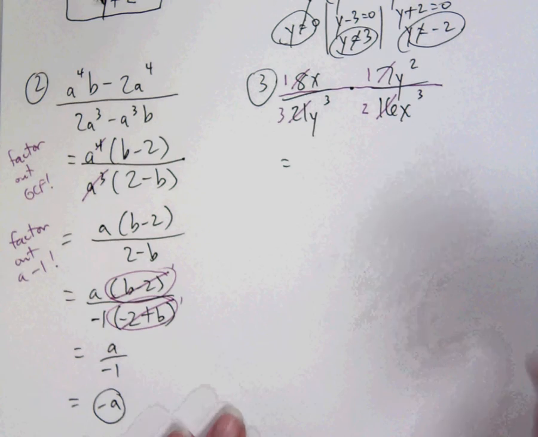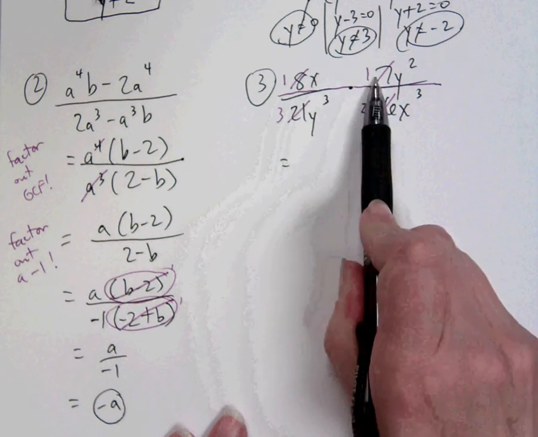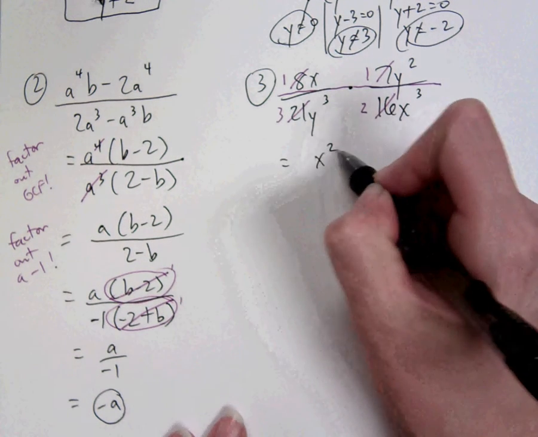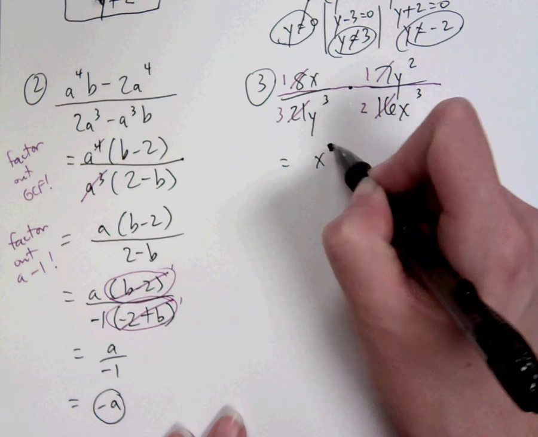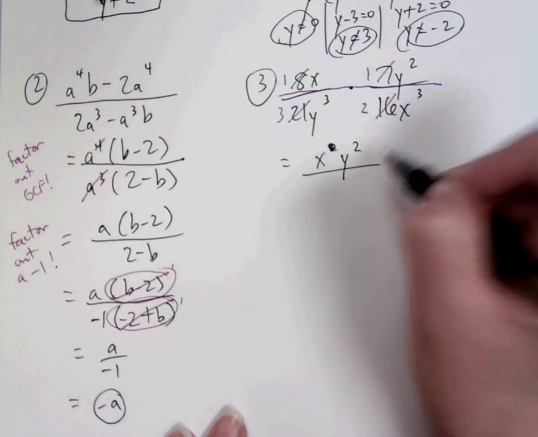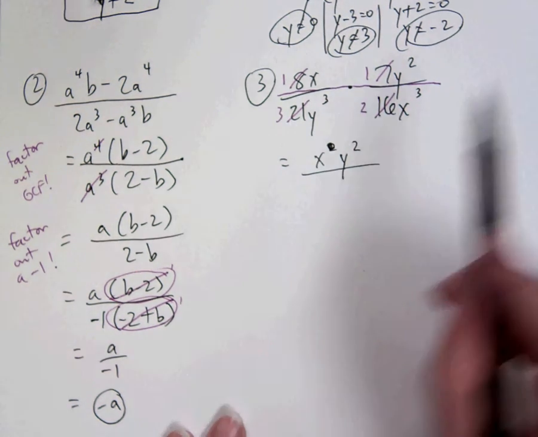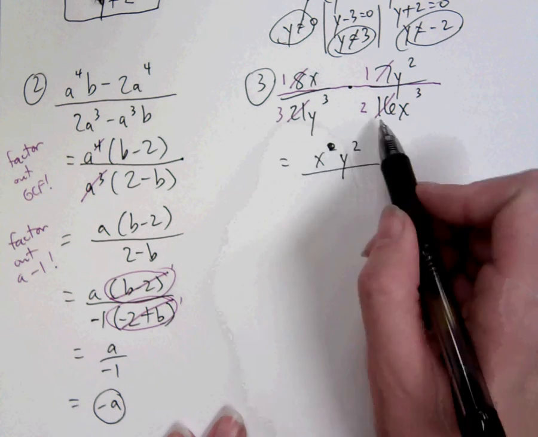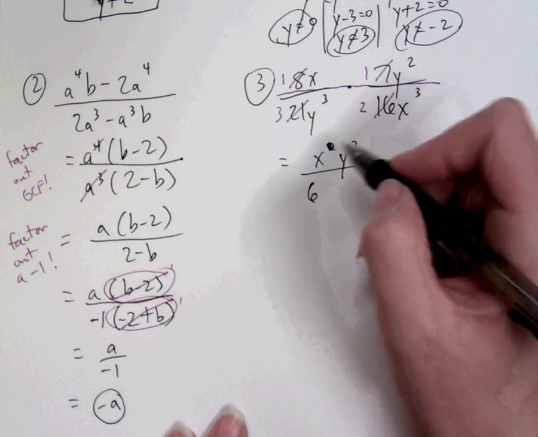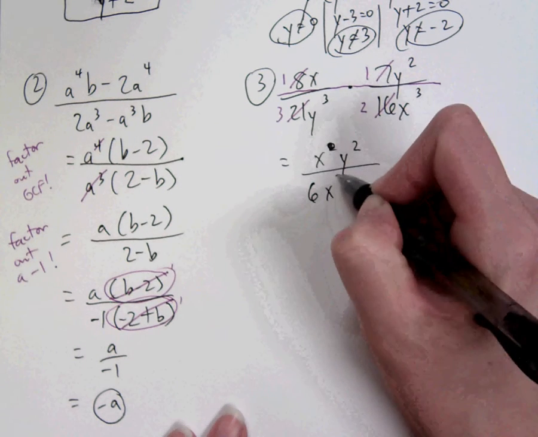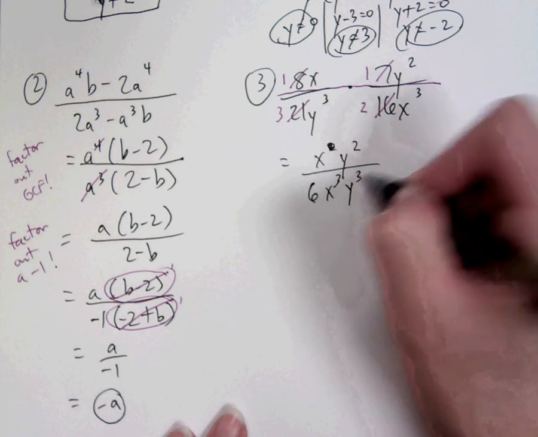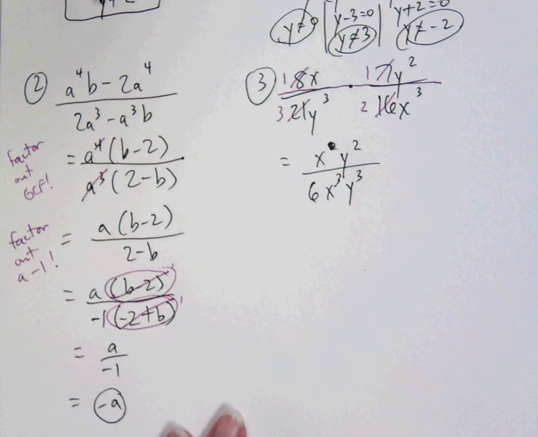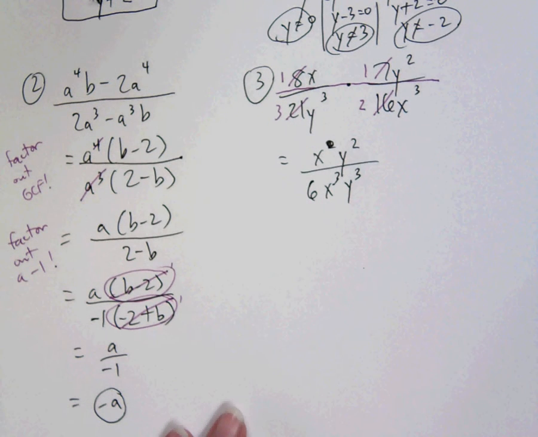deal with the variables. So I've got 1x times 1y squared, so I'm just going to have x times y squared in the numerator. In the bottom I've got 3y to the 3rd times 2x to the 3rd, so the 3 times 2 is going to be a 6. And then I'm going to go ahead and reorder these. I've got x to the third, y to the third. That makes it a little bit easier for me to tell what to do next.